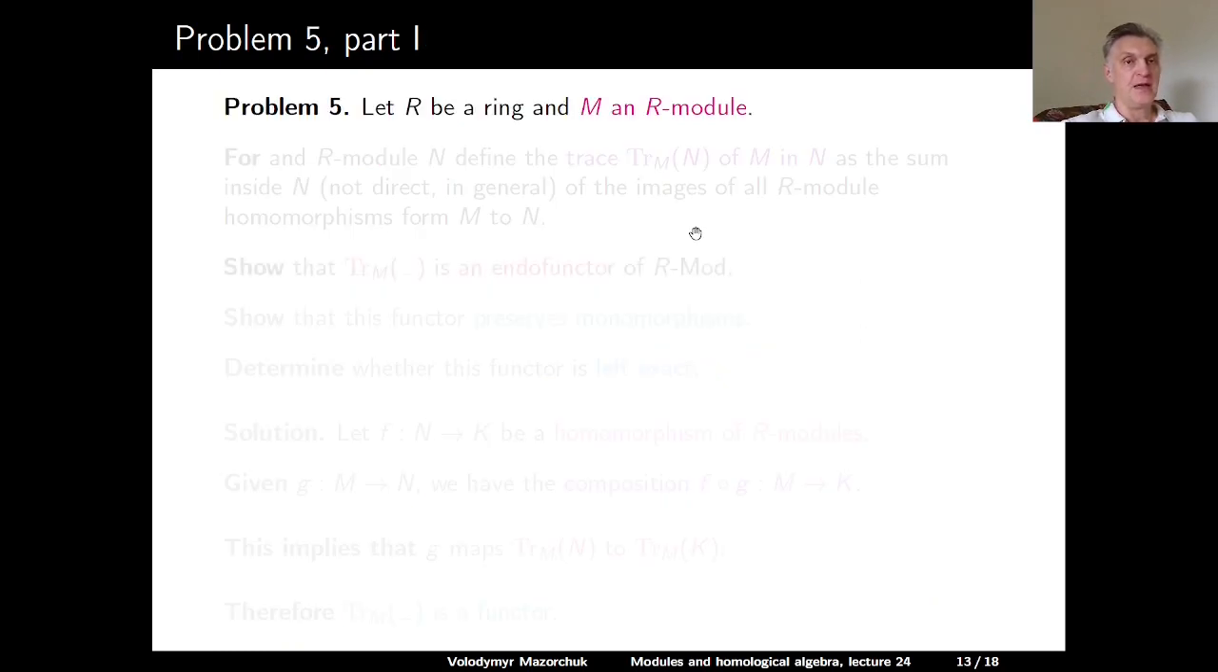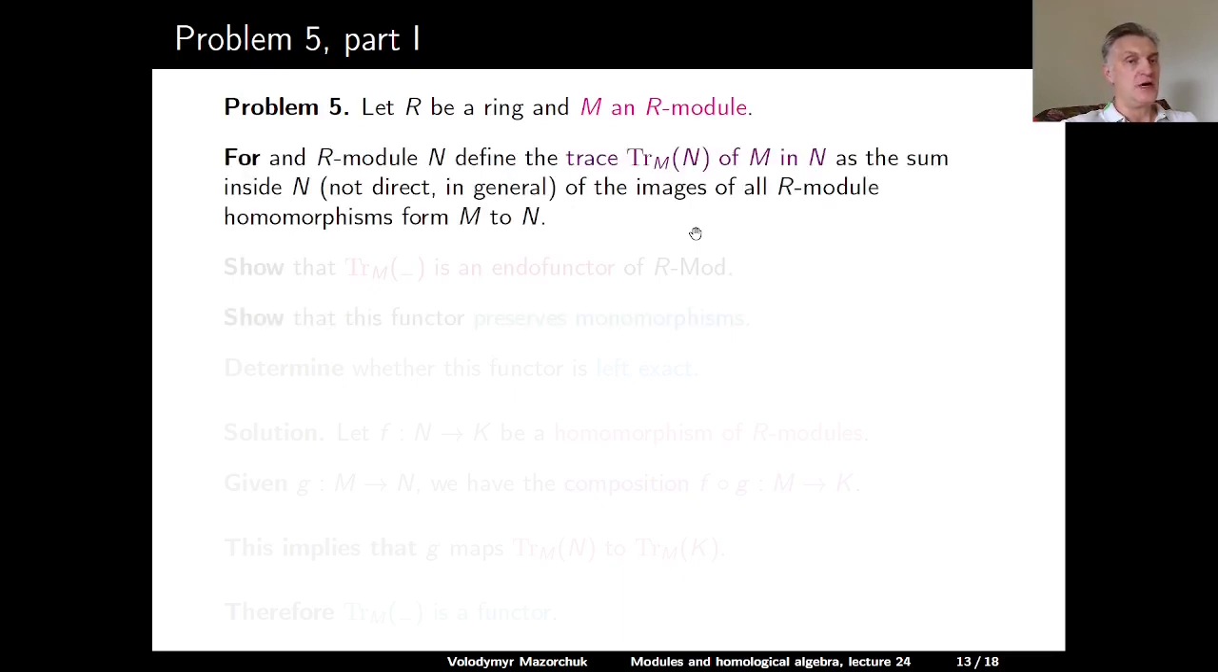Problem 5. Let R be a ring and M an R module. For an R module N, define the trace of M in N as the sum inside N, the sum is not direct in general, just the sum, of all images of all R module homomorphisms from M to N.